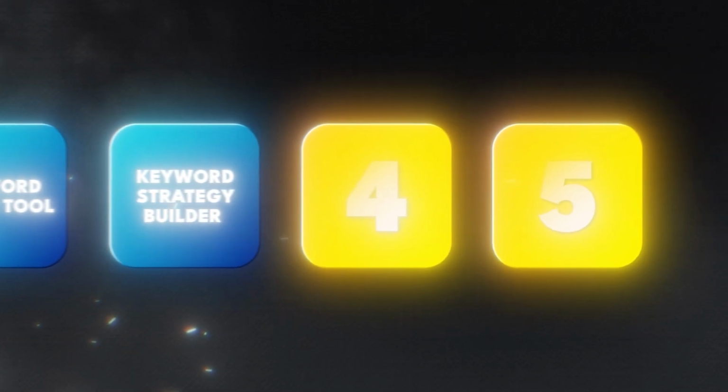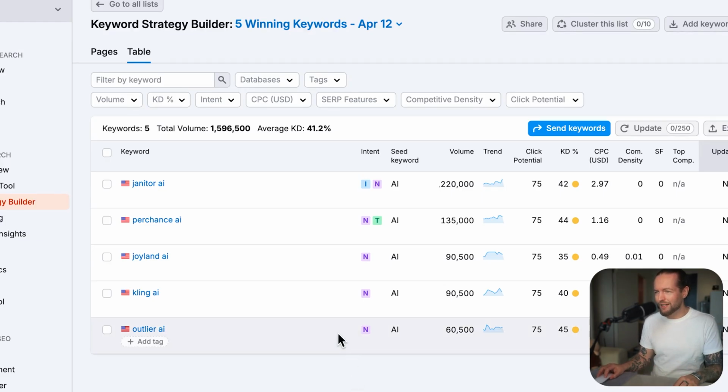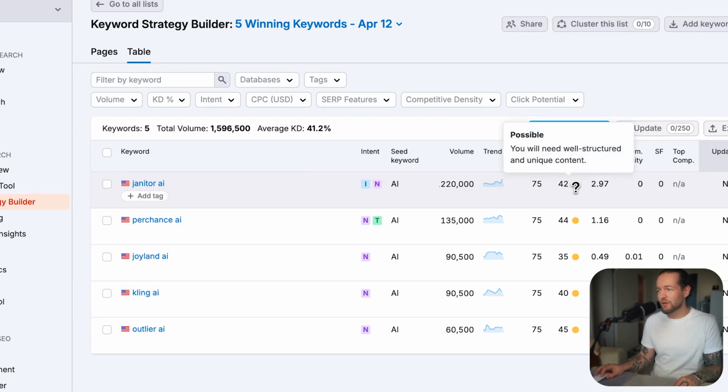Now let's jump to step number 4. Select your keyword and beat the competition. Out of this list, the one thing that is speaking to me is this Janitor AI with 220,000 volume, a really low KD as well. So this is the keyword and I'm just going to click on it.